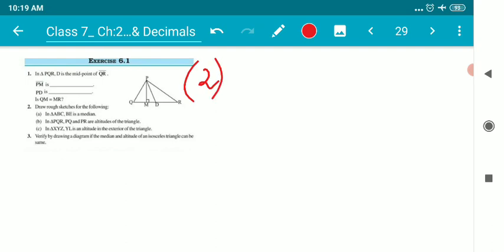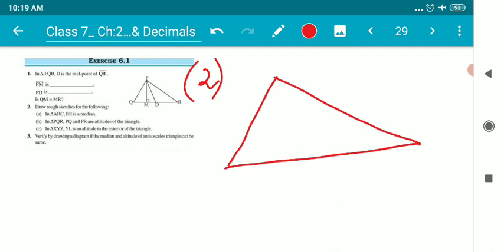Question number two is about drawing rough sketches for the following. In triangle ABC, BE is a median. I have to draw a triangle. The name of the triangle should be ABC, and the median should be BE. Let me draw a triangle first. Children, the name of this triangle is, suppose, ABC. A, B, and C.